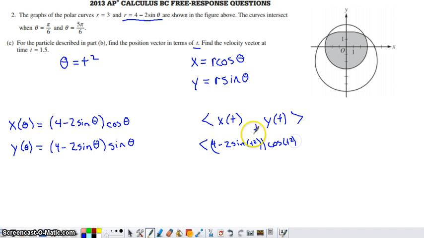And I'm going to do something similar for y of t. I'm just going to take my expression for y of theta and replace the thetas with t squared so that that formula depends on t rather than theta. So I'm looking at 4 minus 2 sine of t squared times sine for y, sine of t squared.